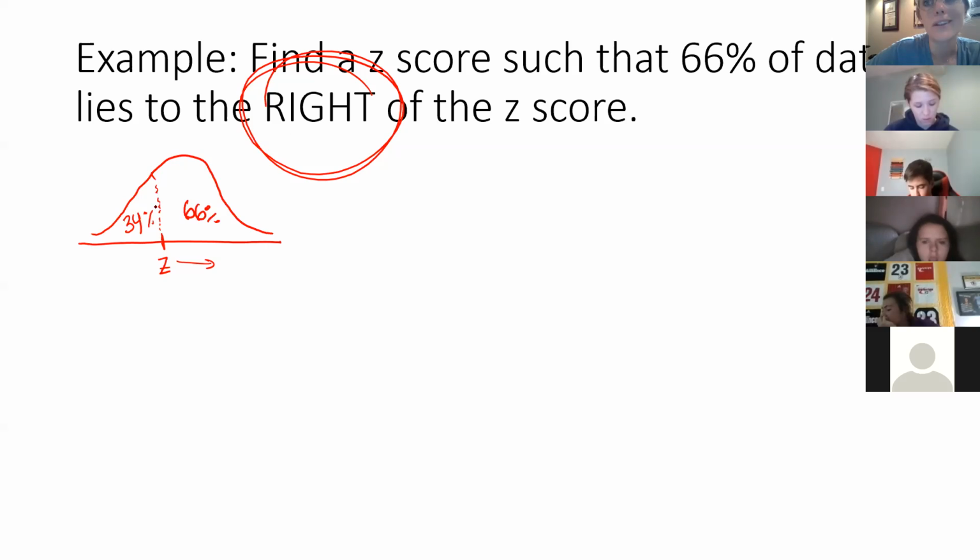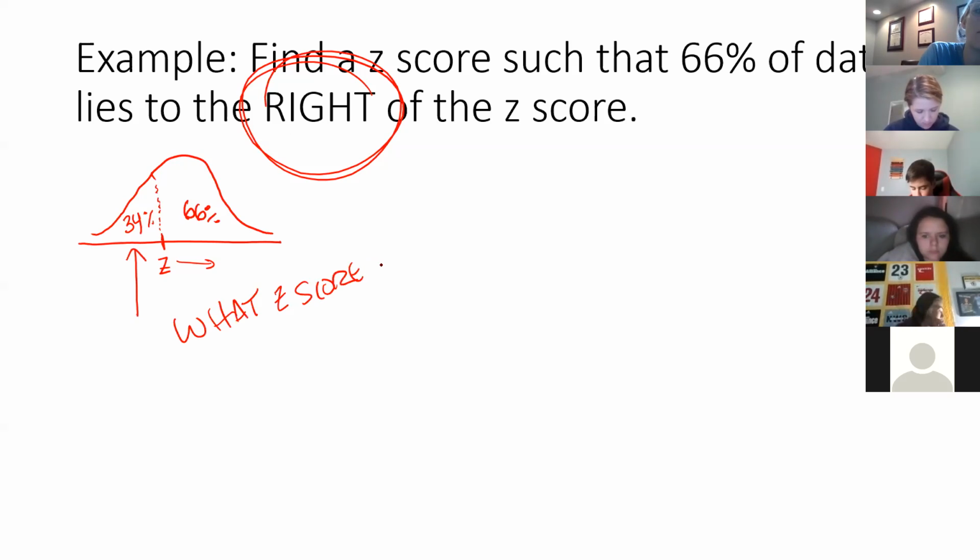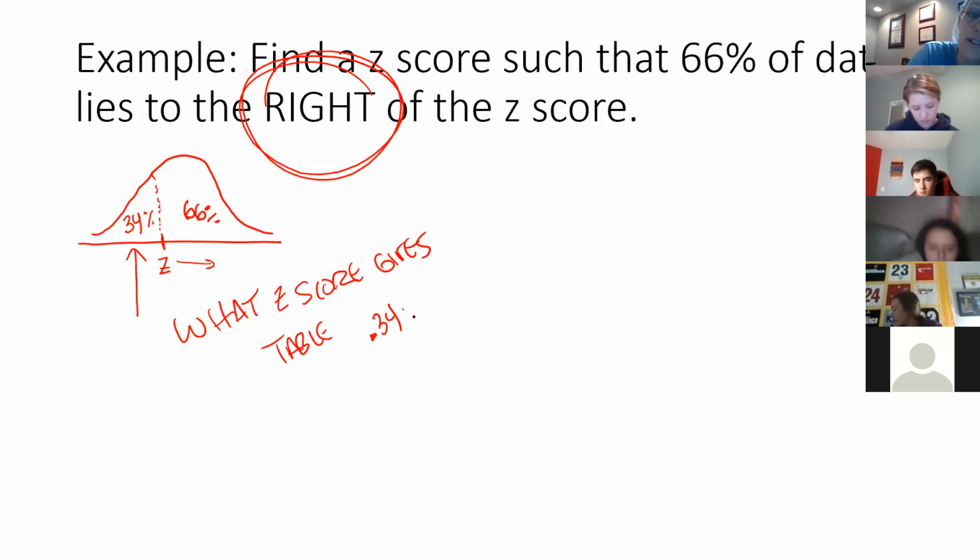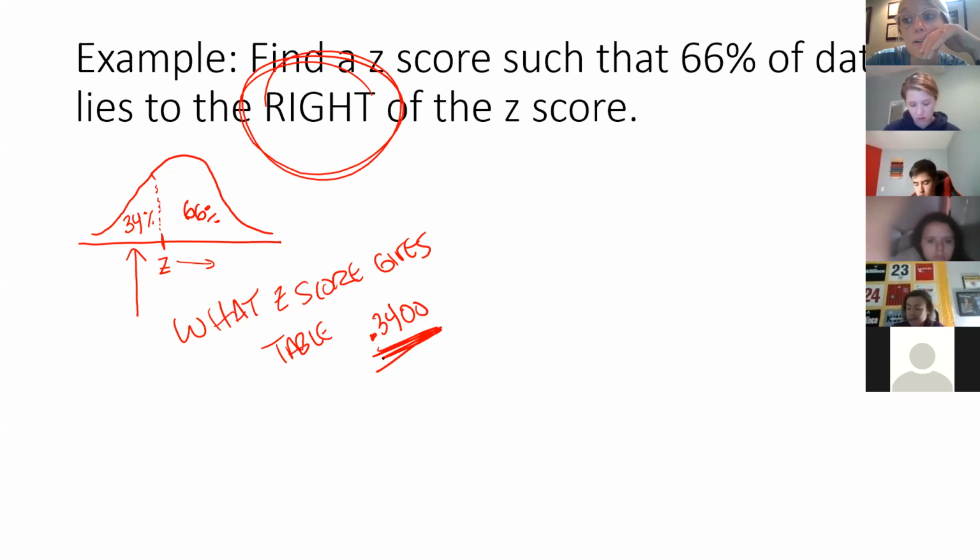And so I am looking for what Z-score gives a table value. And you know how the table always has 4 decimals? I'm going to be looking for 0.3400 essentially. That's what I'm looking for in the table. And then the answer is going to be whatever that Z-score is.